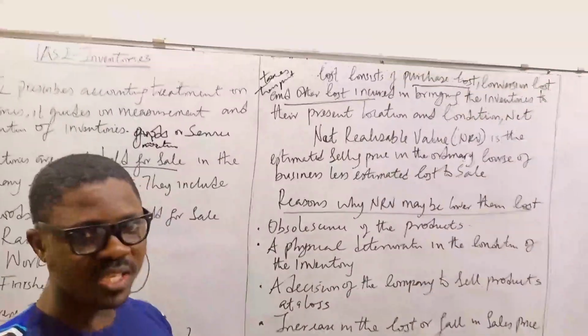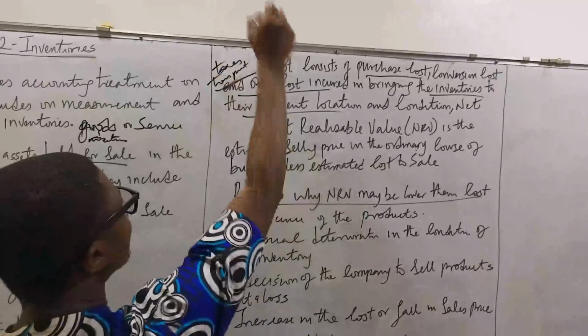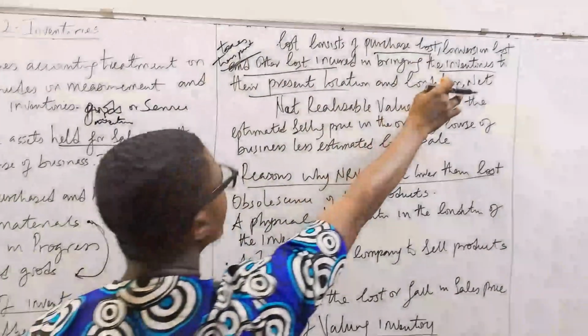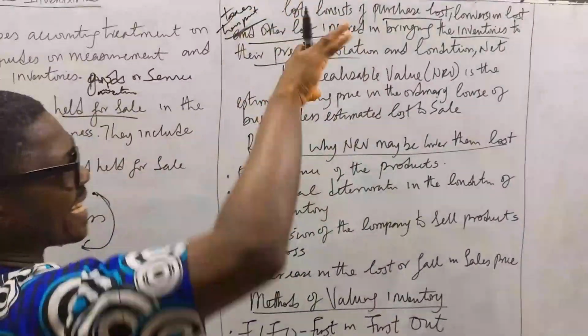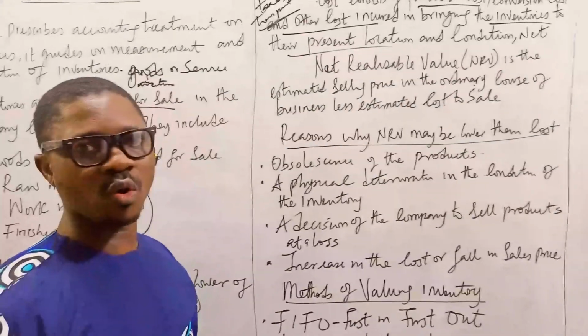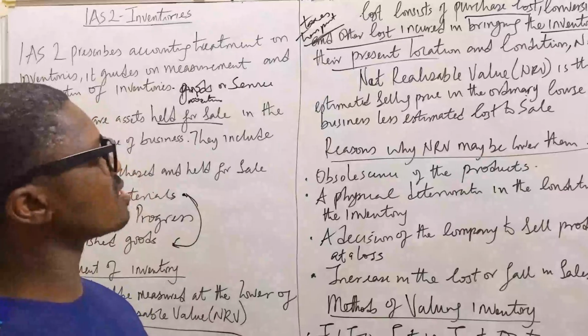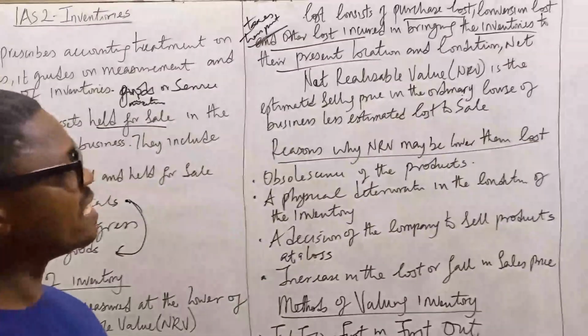In bringing the inventory to the present condition, to the present location. Remember that I mentioned transport and condition. So other costs that are incurred apart from the purchase cost, apart from the conversion cost, must also make up for the cost of the inventory.